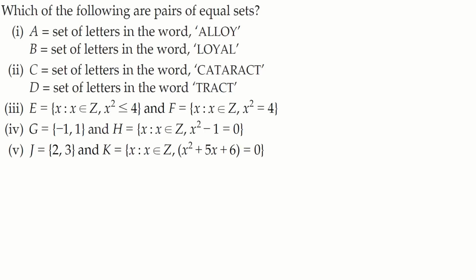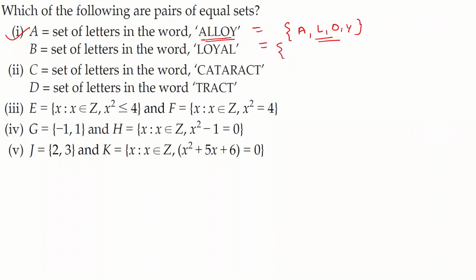Which of the following are pairs of equal sets? So, question number 1, I'll try with you. So, what is this set actually? It is the set of all the letters in this word alloy. So, the set looks something like this: A, L, O, Y. Remember, repetition is not allowed inside a set. So, we'll not be writing L twice, it will just be written single time. So, this is how the set A looks like.